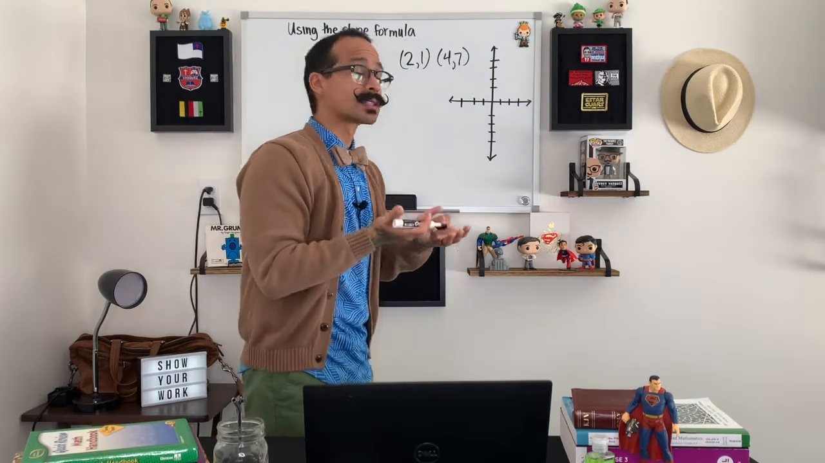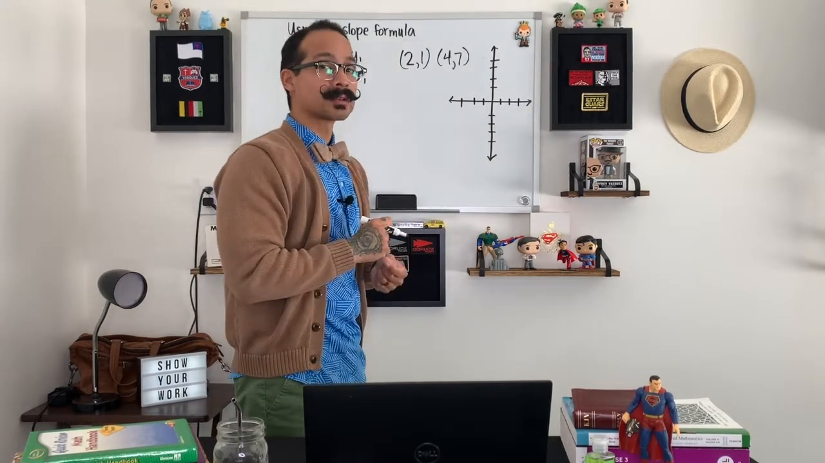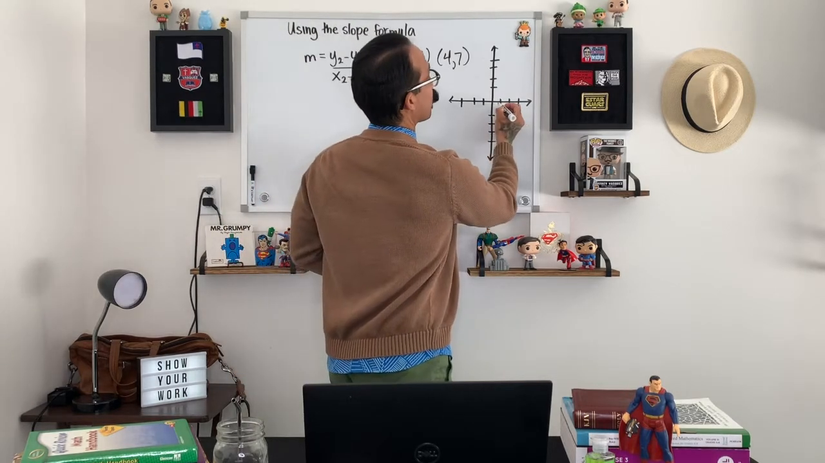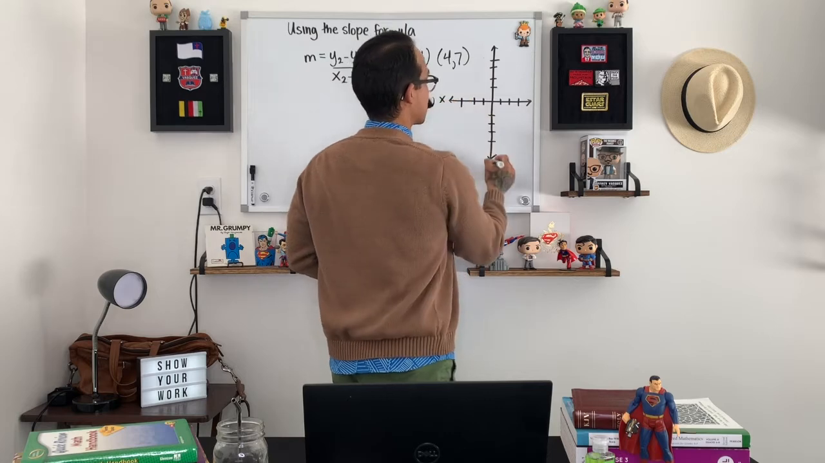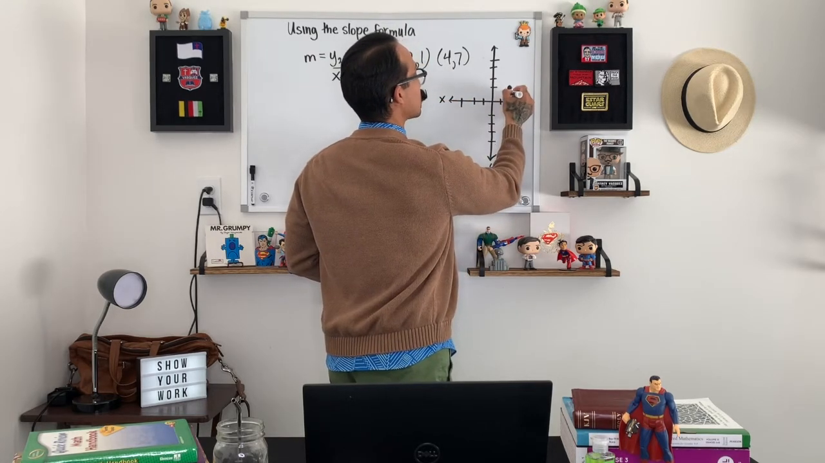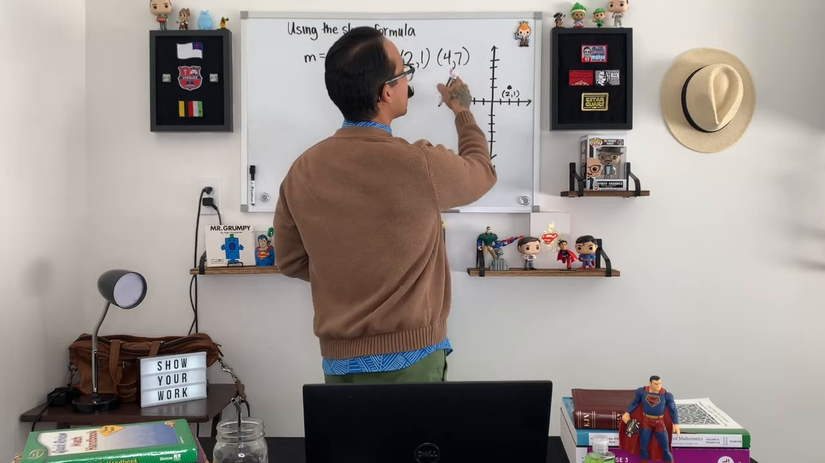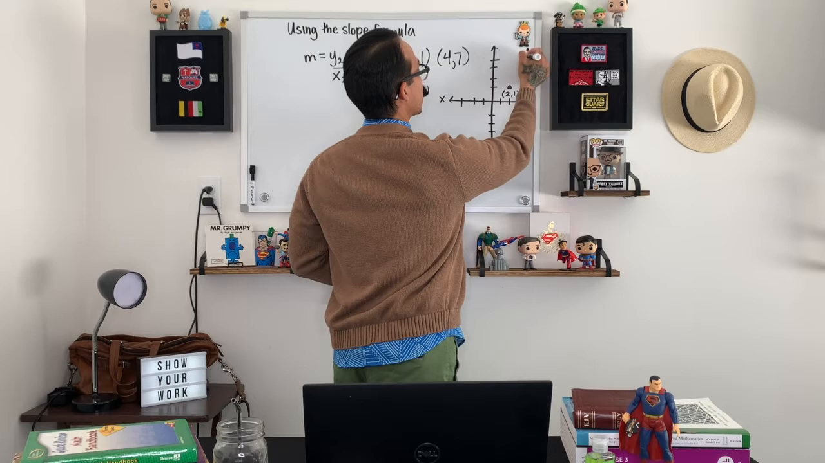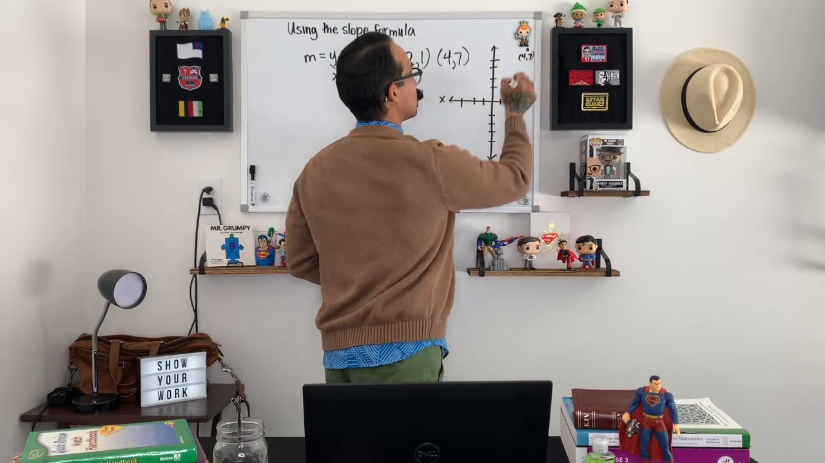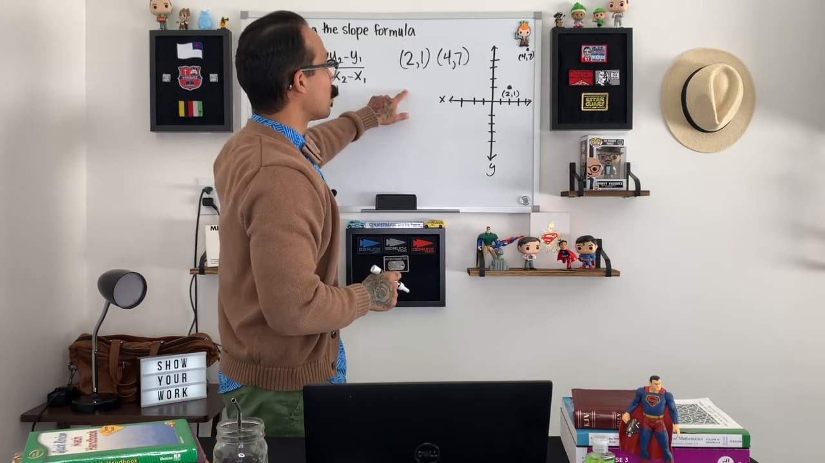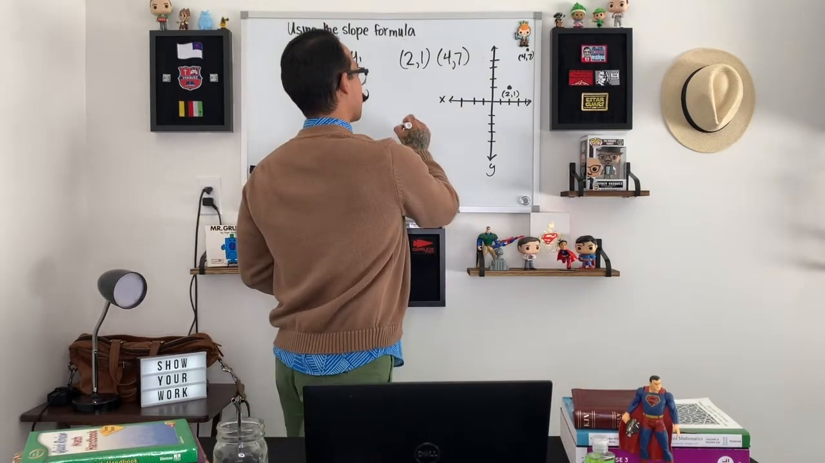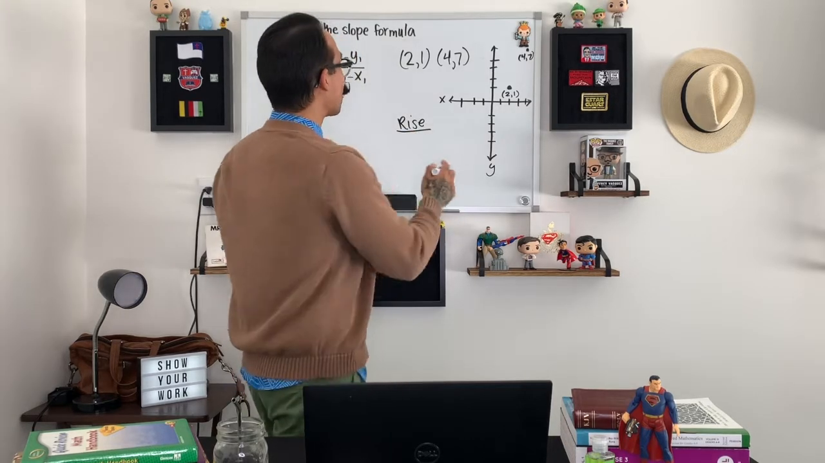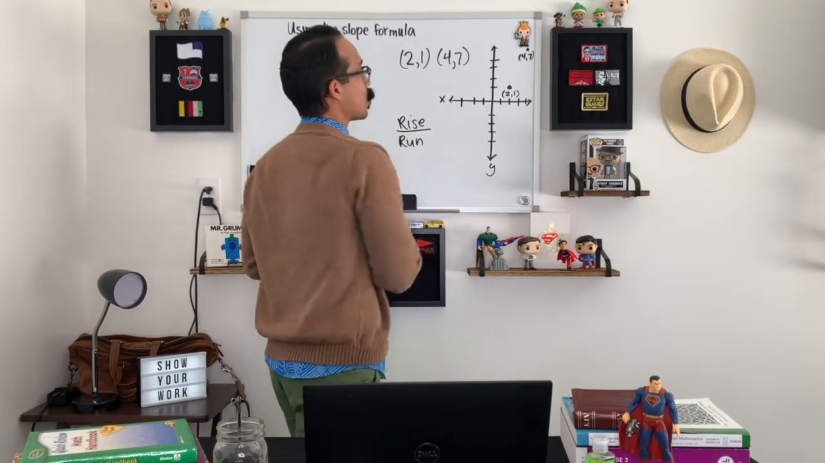You could also find slope when given these two ordered pairs by plotting them on a graph. (2, 1), let's see on this graph, 2 is my x-axis, and 1 here, that's (2, 1), and then plotting my second point, (4, 7), which would be way up here. Let's pretend it's (4, 7) up here. And then remembering that slope is that vertical distance over the horizontal distance. We know this is rise over run.